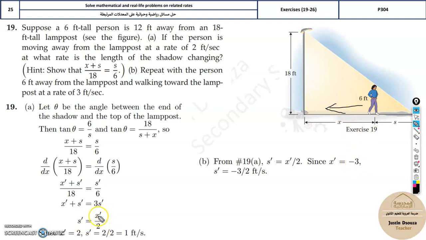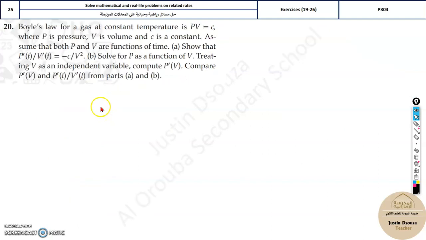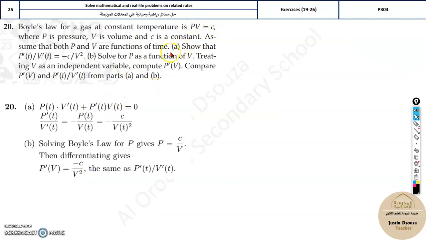Okay, so all you need to do is x dash is how much over here? Minus 3, same like what we had seen in the first problem, but it'll be minus 3 by 2 or 1.5 feet per second, negative because this is in the opposite direction. So this direction matters.